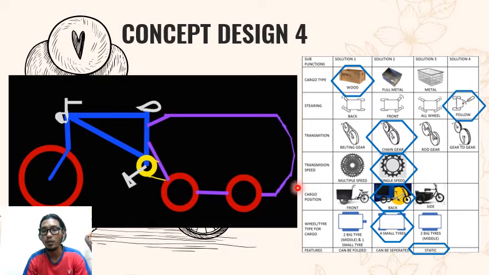And for the cargo position, you can look at the picture at the back. We selected the back. And for the type of cargo, as you can see, we put four small gears. And for the last one, for the feature, it's static. As we can say, it can't be separated between the cargo and the bicycle.